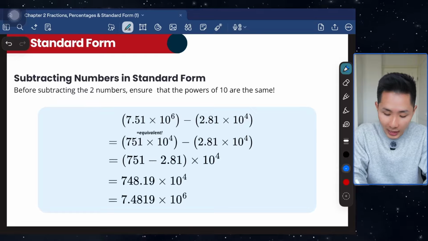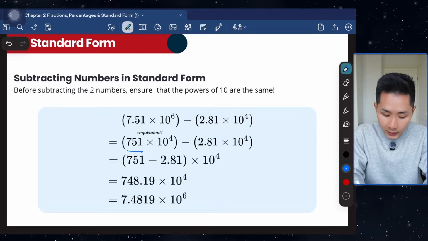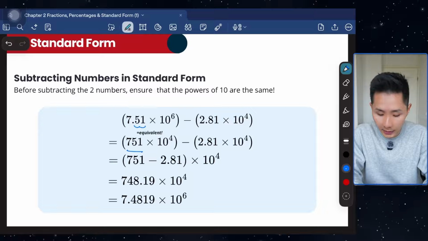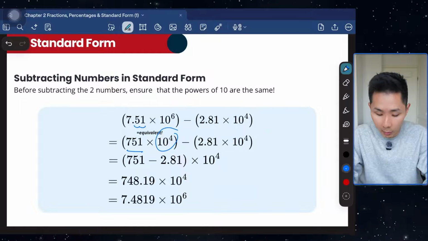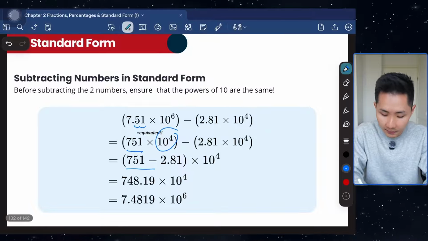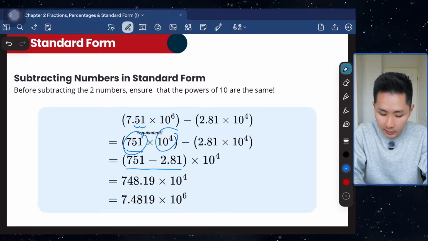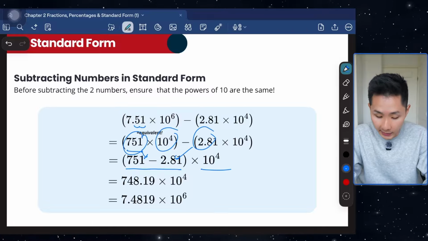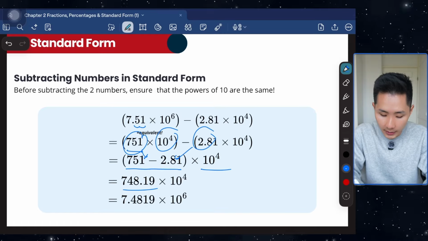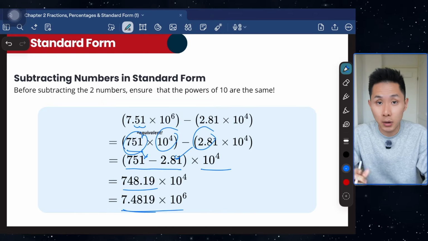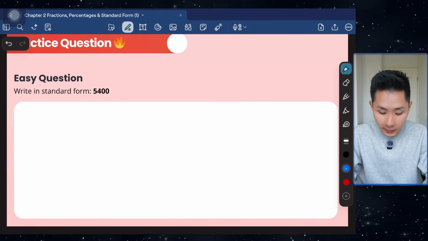So in this case here, I choose to convert this. I move the decimal place 2 spots to the right to make it 10 to the power of 4 so that both are equal. Once I do that, I subtract both numbers here, okay? And then let the standard form stay the same. Do the operation, and then convert that back into a proper standard form. All right, now let's try to solve some questions.